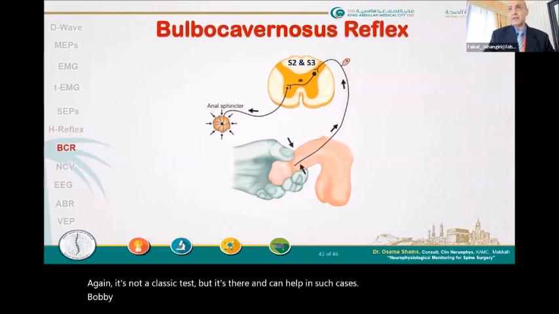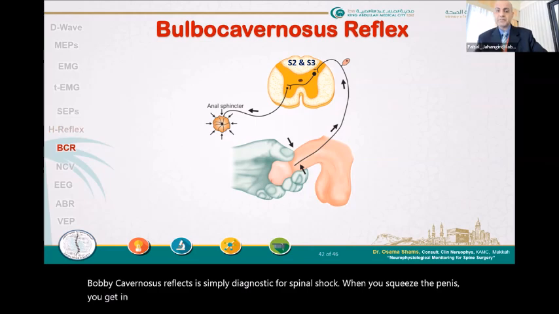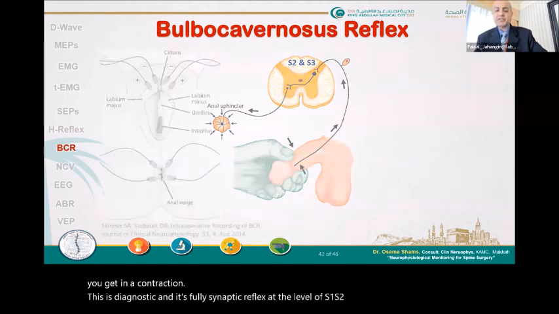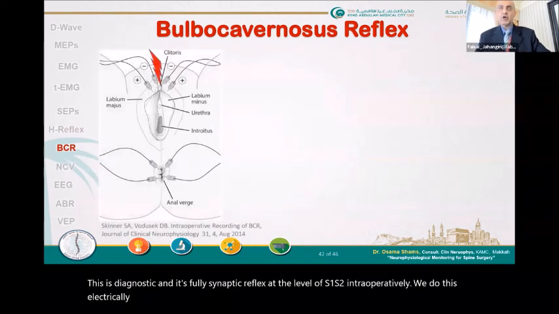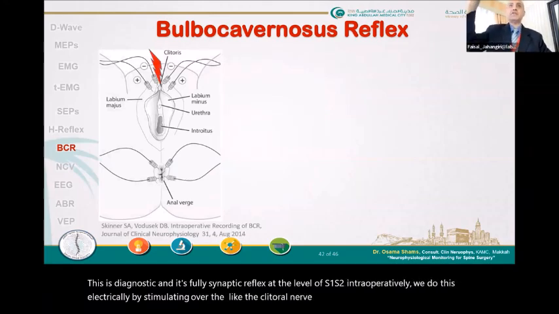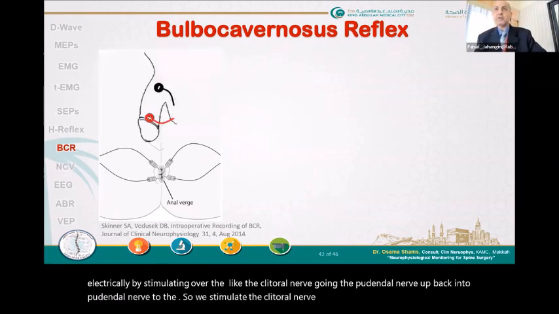Bulbocavernosus reflex is simply diagnostic for spinal shock. When you squeeze the penis, you get anal contraction. This is diagnostic, and it's a polysynaptic reflex at the level of S1, S2. Intraoperatively, we do this electrically by stimulating over the clitoris, the clitoral nerve, going up through the pudendal nerve and back into the pudendal nerve to the anus. So we stimulate the clitoral nerve or the dorsal nerve of the penis.